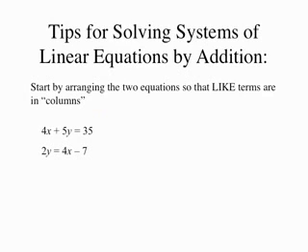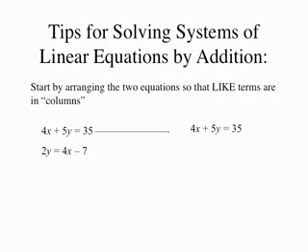A couple of tips to help you if you're solving systems of linear equations by addition. You want to start by arranging the two equations so that like terms are in columns and that the equal sign is in a column. Here's what I mean. The original problem shown here says 4x plus 5y equals 35 for the first equation, and the second one says 2y equals 4x minus 7. I'm going to leave the first equation as it is, with the x term first, the y term second, and the constant term, 35 in this case, on the other side of the equal sign.